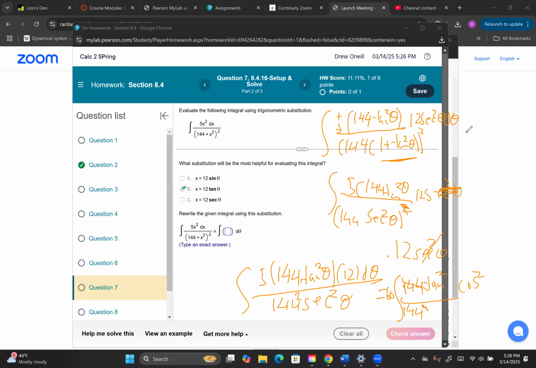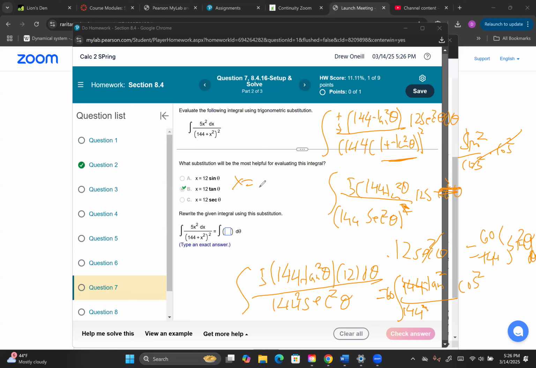And then up here, I'll show you what happens. Tan squared is sine squared over cos squared. And if I multiply that by cos squared, that cancels. So this becomes 60 over 144 antiderivative of sine squared. And this is the half angle substitution from 8.3.